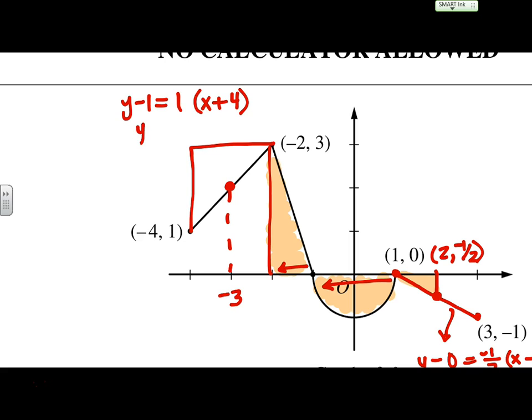So you can go ahead and say y is equal to 1 x plus 4 plus 1. If you plug in -3, -3 plus 4 is 1, 1 plus 1 is 2. They gave us a nice slope. Way too nice.